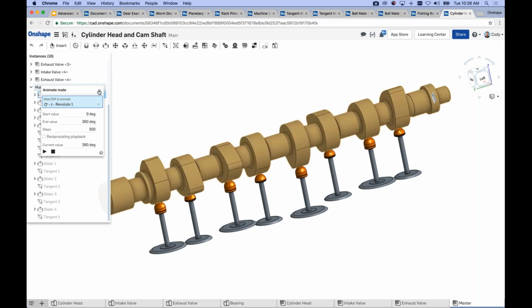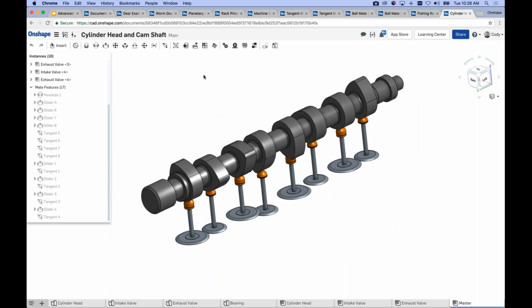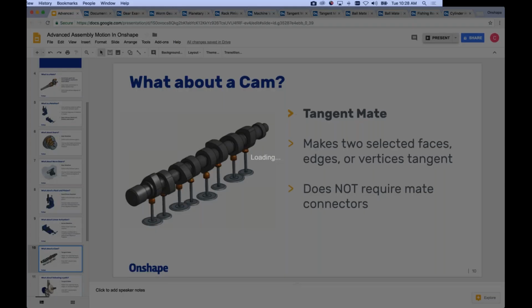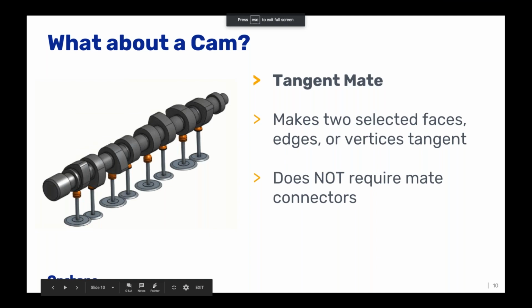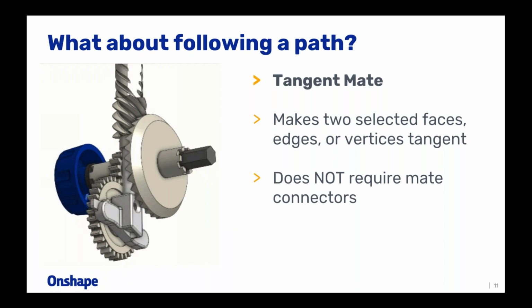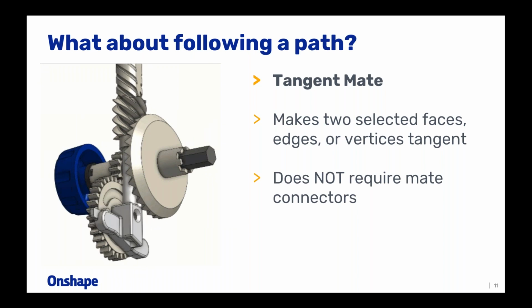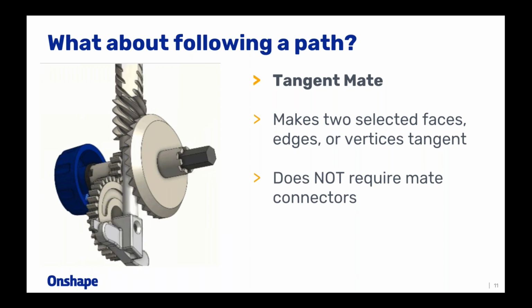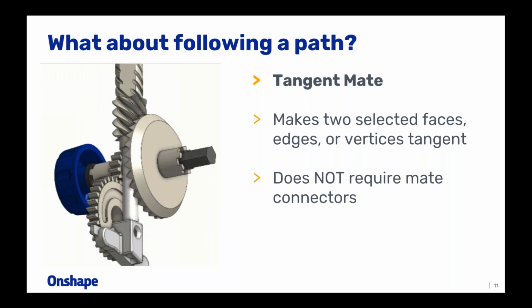And again, the key to it is using the tangent mate in the toolbar. Now, tangent mate has the name tangent mate for a reason. It works great in cams, but it also works great in other scenarios. The other scenario that I think is common, the question that I get asked often, is what about following a path? What if I wanted a part to follow a path that isn't necessarily linear or circular, just some given path that I specify? That's another example where tangent mate is really, really useful.